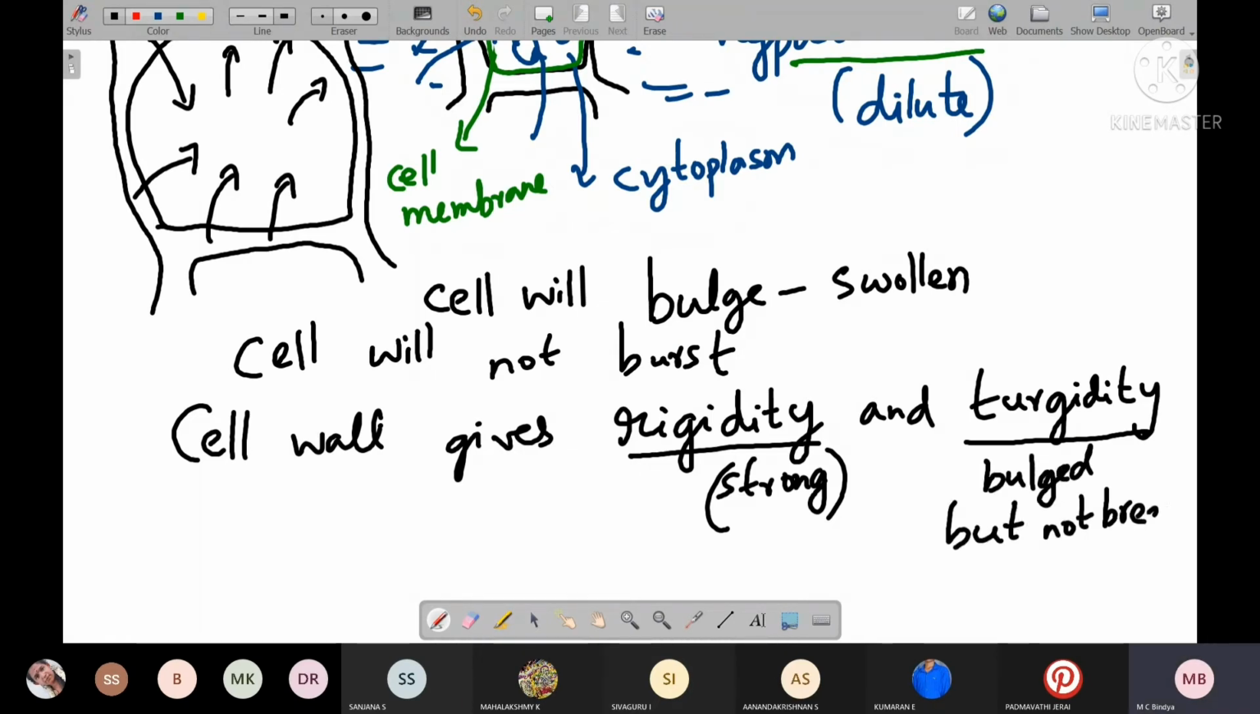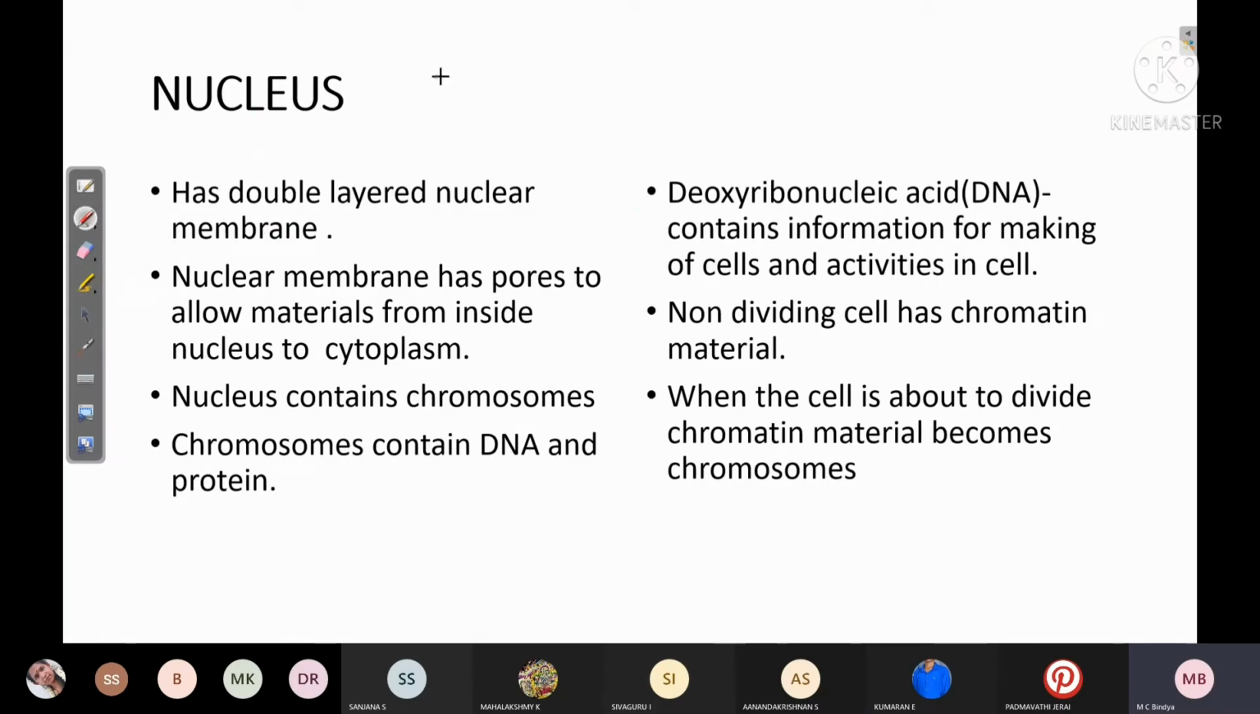Now the nucleus which is there is surrounded by a double-walled membrane. But the full nucleus is not surrounded. Nucleus has got pores also. So there is nuclear membrane, double layered nuclear membrane like this, surrounding the nucleus. So this is nuclear membrane.